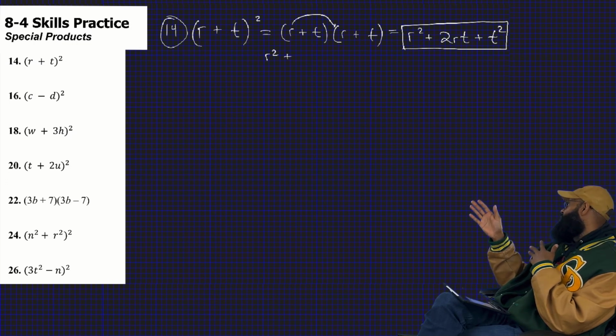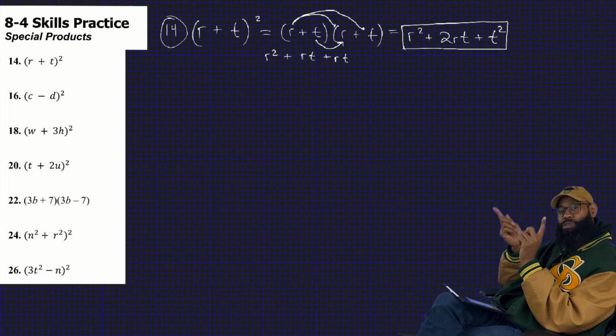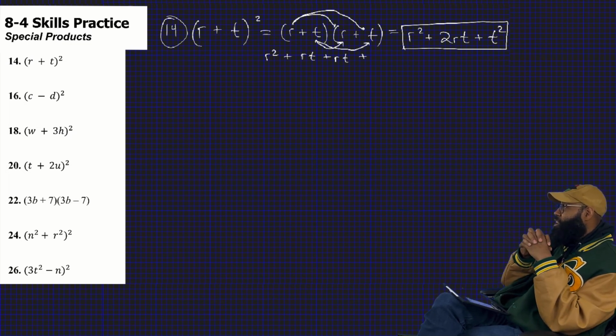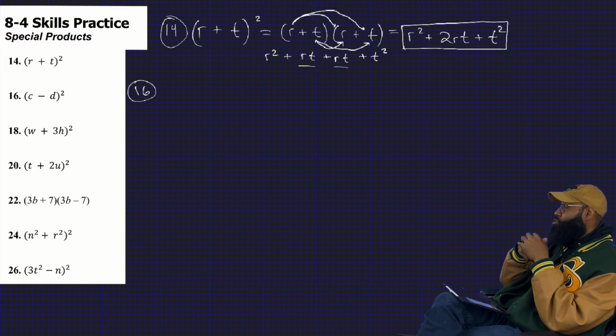Now, will I write it as tr or rt? It looks like I'm putting rt. So it doesn't matter. X, Y, Y, X, S, T. You can move those variables around. So rt and rt add up to 2rt with the invisible one. I'm so glad we slowed down to show the FOIL.